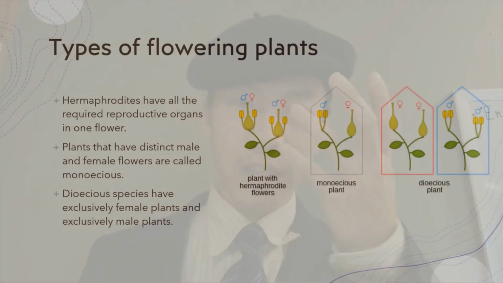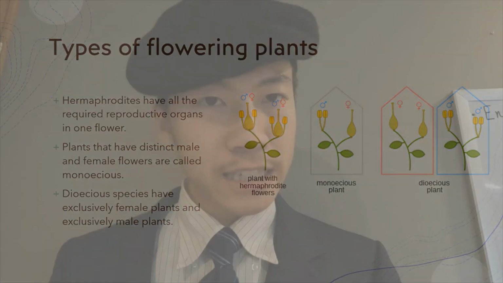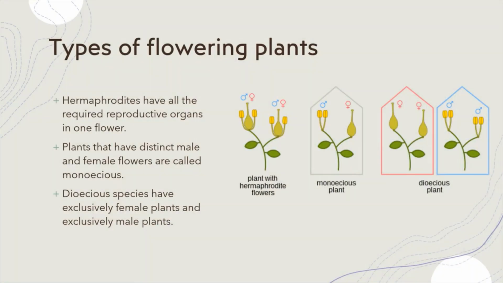There are also species of plants in which each individual organism has its own sex. This means that in the species there are plants that are exclusively female, that produce only female flowers. And there are also exclusively male plants producing exclusively male flowers. Such plants are called dioecious.